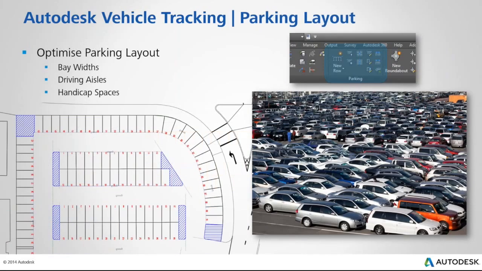So we're going to look at the second of the modules now in a little bit more detail, the parking layout tools. Traditionally, when we set out a parking lot, we want to maximize the number of parking lot spaces and still maintain something that is actually operationally functional. So vehicle tracking contains all the tools we need to optimize the layout as well as maintain the geometric standards that we can set with regards to bay widths, driving aisles, even handicap spaces.